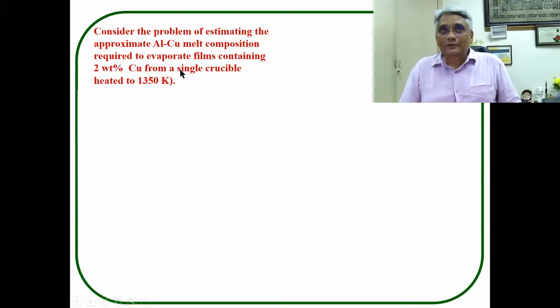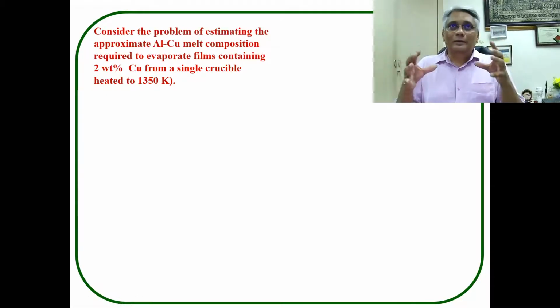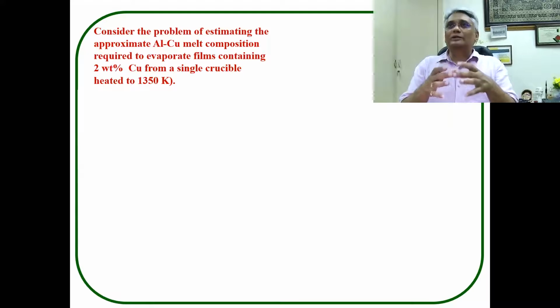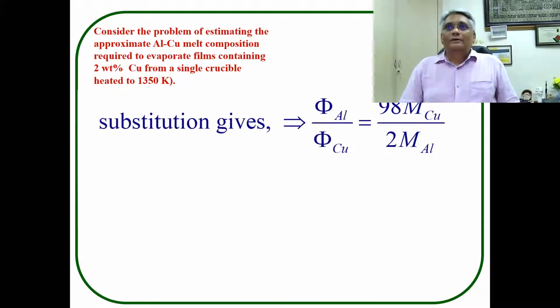So the evaporated film should have a copper concentration of 2 weight%, and the alloy I'm evaporating using just a single crucible. So what is required here? You have basically your phi Al by phi Cu equal to 98 times M of Cu and 2 times M of Al. This is a simple ratio of aluminum to that of copper.